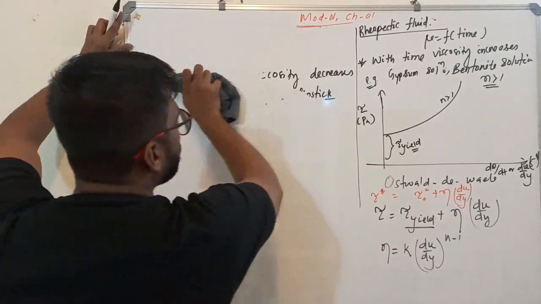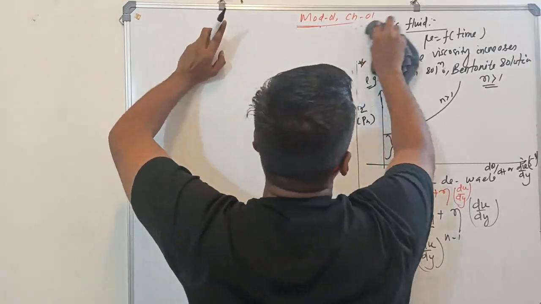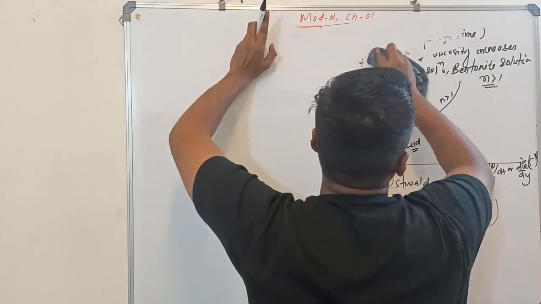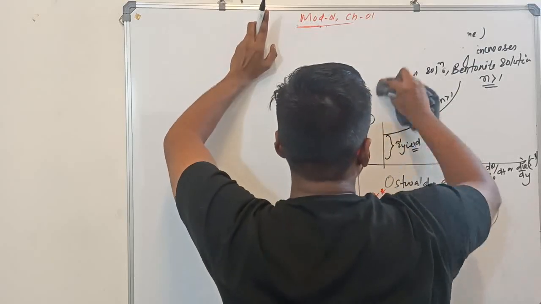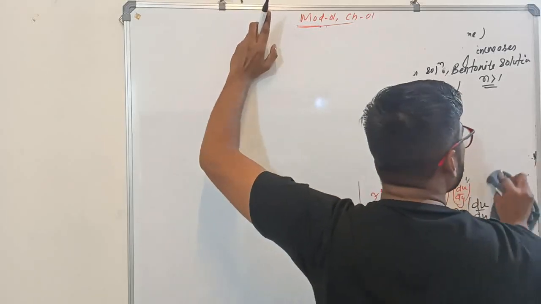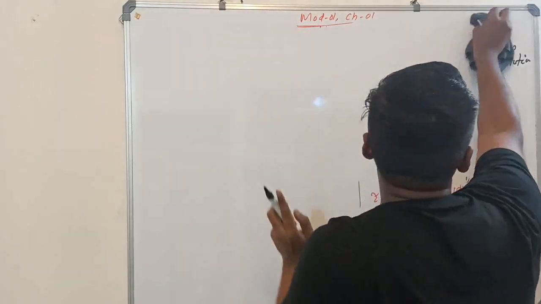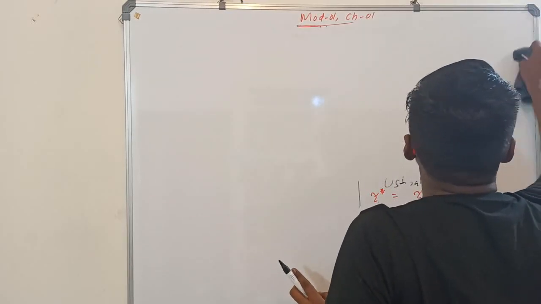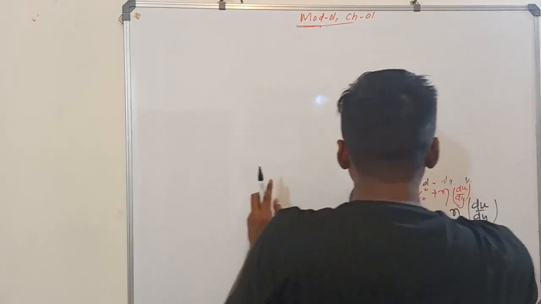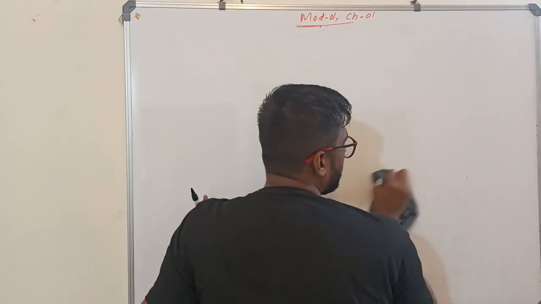In non-Newtonian fluid, we also studied two types of fluid, shear thickening fluid, shear thinning fluids. Okay, both of these, in non-Newtonian fluid, our Bingham's plastic fluid and your pseudoplastic fluid, which is a shear thinning fluid, and dilatant fluid, which is a shear thickening fluid, they all are time independent. They are not a function of time.